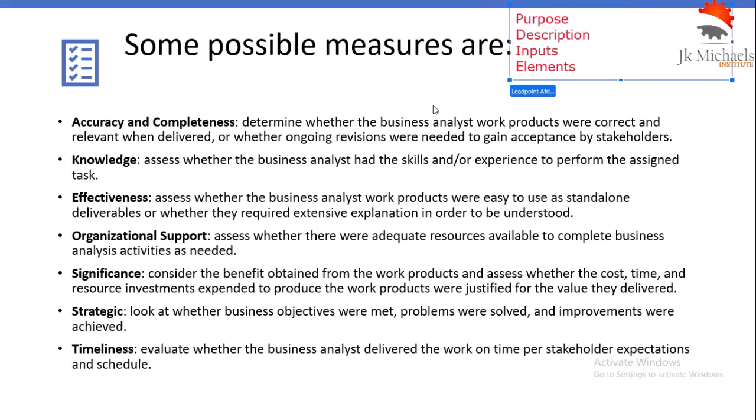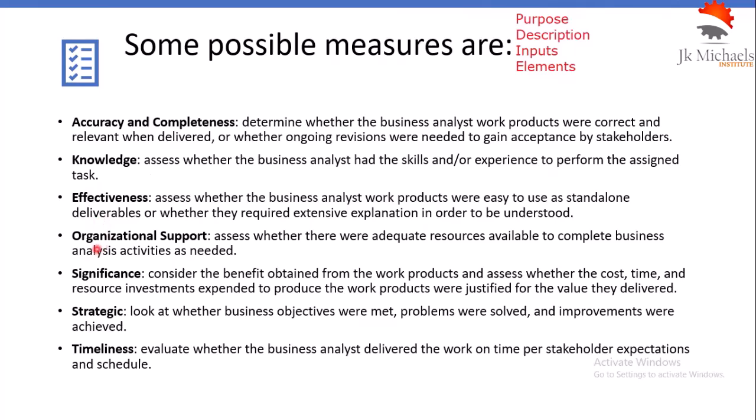Some of the things you might want to measure are accuracy and completeness, to determine whether the business analyst work products were correct, relevant when delivered, or whether ongoing revisions are needed to gain acceptance by stakeholders. Again, we can assess knowledge. We want to assess whether the business analyst had the skill and experience to perform the assigned task. Effectiveness: assess whether the business analyst's work products were easy to use as a standalone deliverable or whether they required extensive explanation in order to be understood.